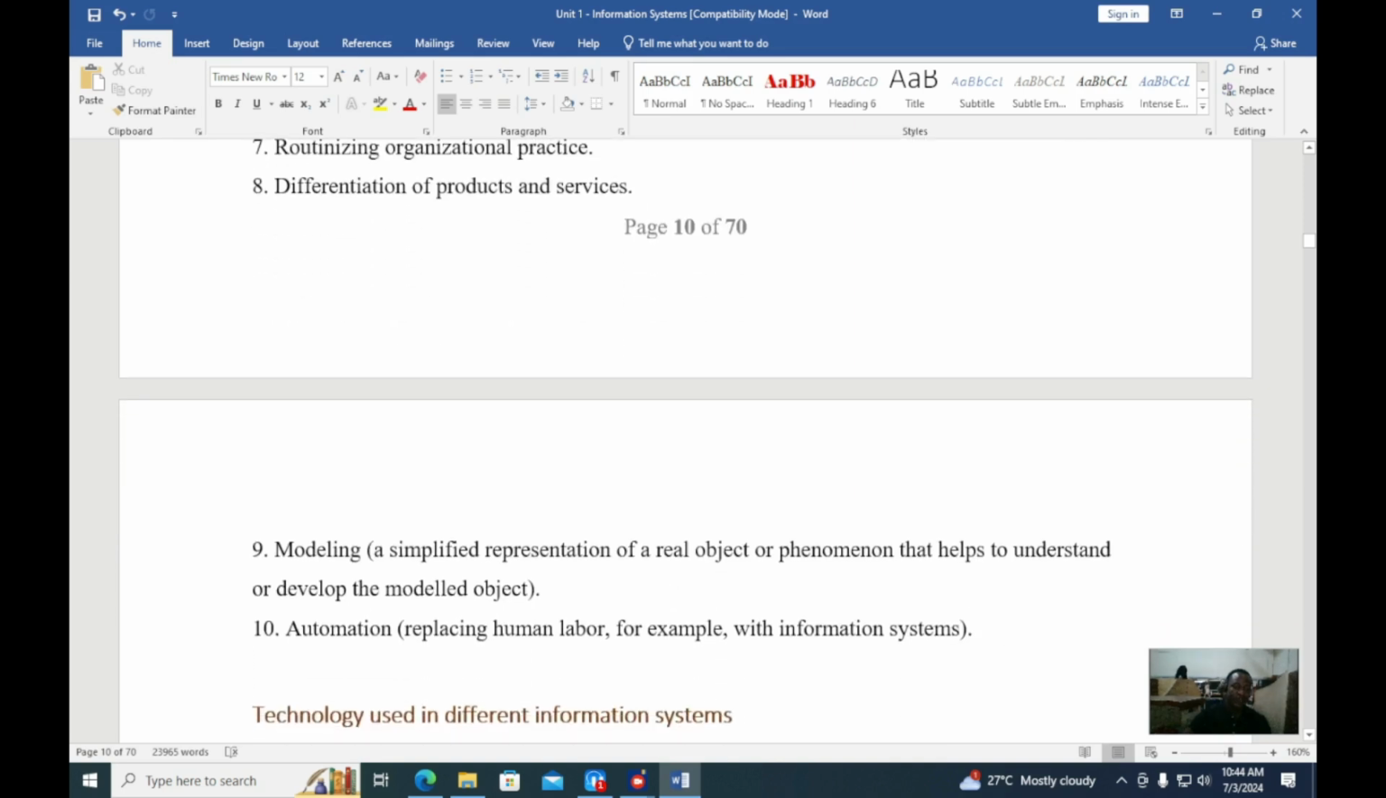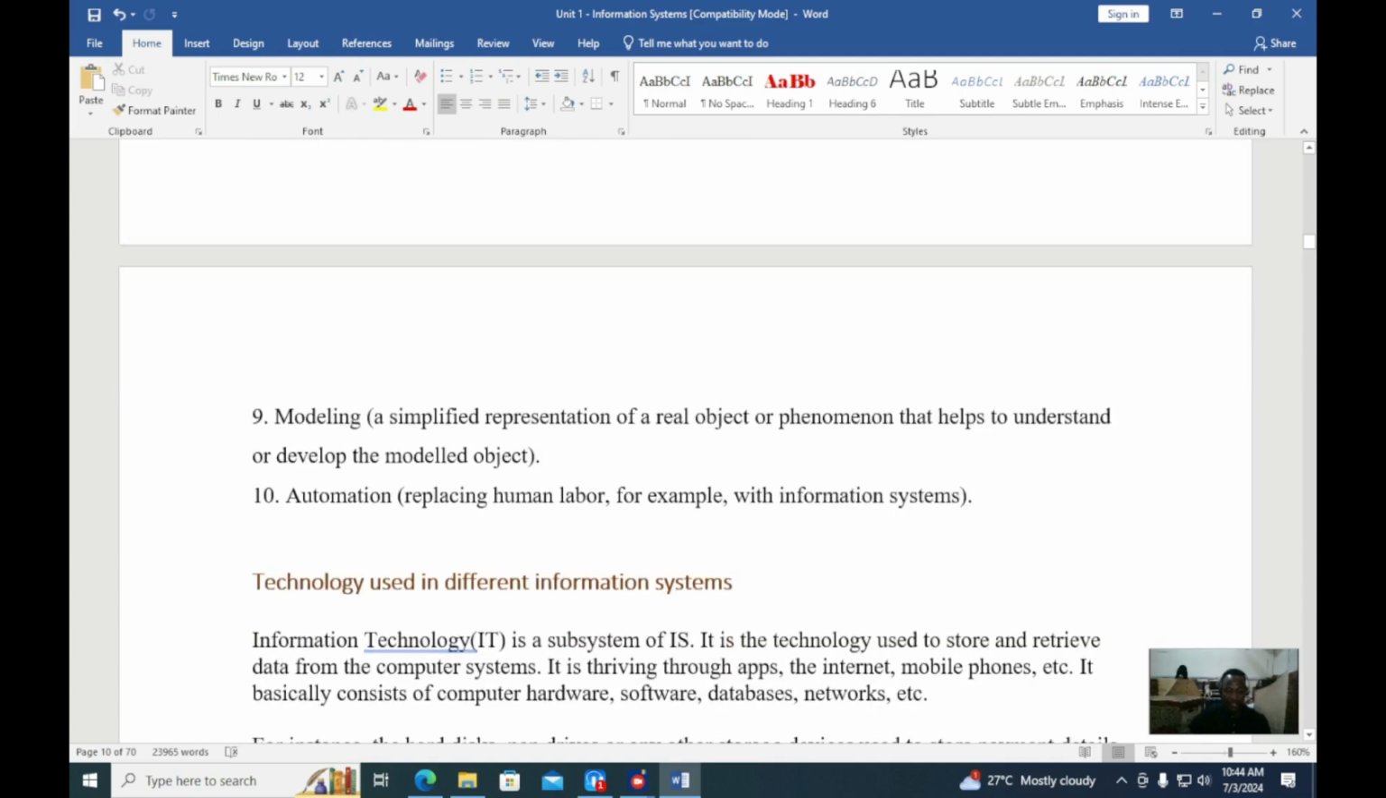Then number 8, we have the differentiation of products and services. You are able to differentiate this product from the other product, this service from the other service. Number 9, we have modeling, and in terms of modeling, we are talking about a simplified representation of a real object, or a phenomenon that is going to help you to understand or even develop that real object.